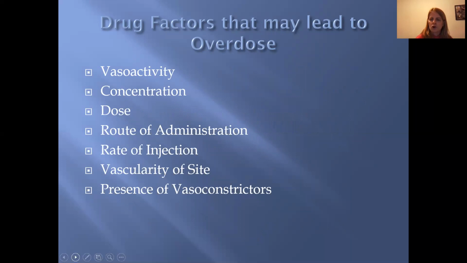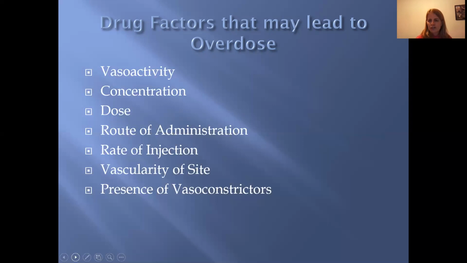Drug factors that can lead to overdose are vasoactivity of the drug, the concentration of the drug, the dose of the drug, the route of administration, the rate of injection. If you give an injection faster, then it's going to go into the body system faster and potentially lead to an overdose. The vascularity of a site. If a site is very vascular or you have an intravascular injection, then it is going to go right into the bloodstream and could lead to an overdose. Presence of vasoconstrictor. Vasoconstrictor is going to keep it in the area and constrict the blood vessels in that area so that it's not absorbed as quickly.